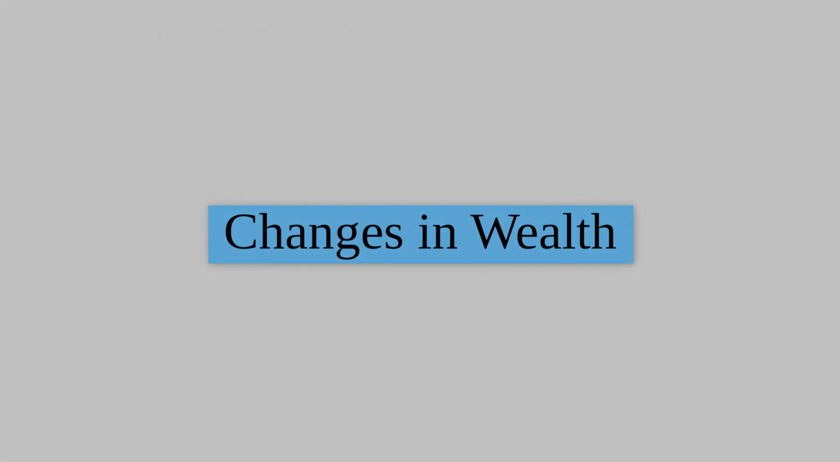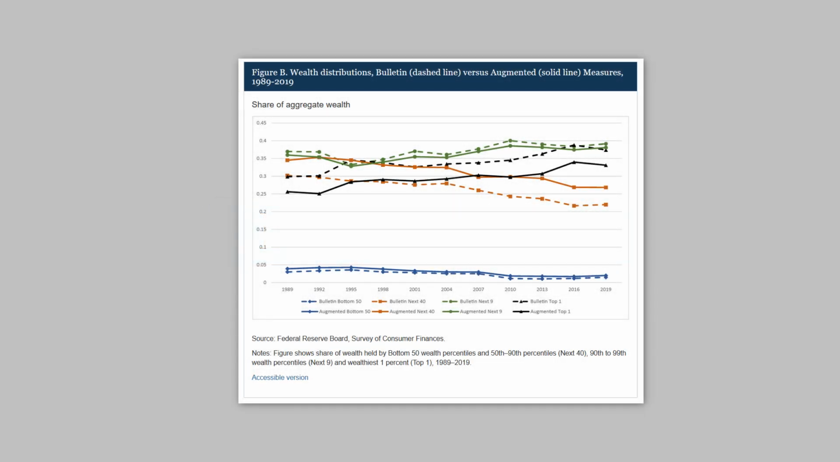For wealth, the same trend is apparent. Looking at the SCF data for 1989 to 2019, wealth for the top 1% increased significantly, going from 26% to 33%. The wealth of the next 9% increased slightly from 36 to 38%, while the wealth of the bottom 50% declined from around 4% to around 2%. The middle class's share of wealth declined from 34 to 27%.